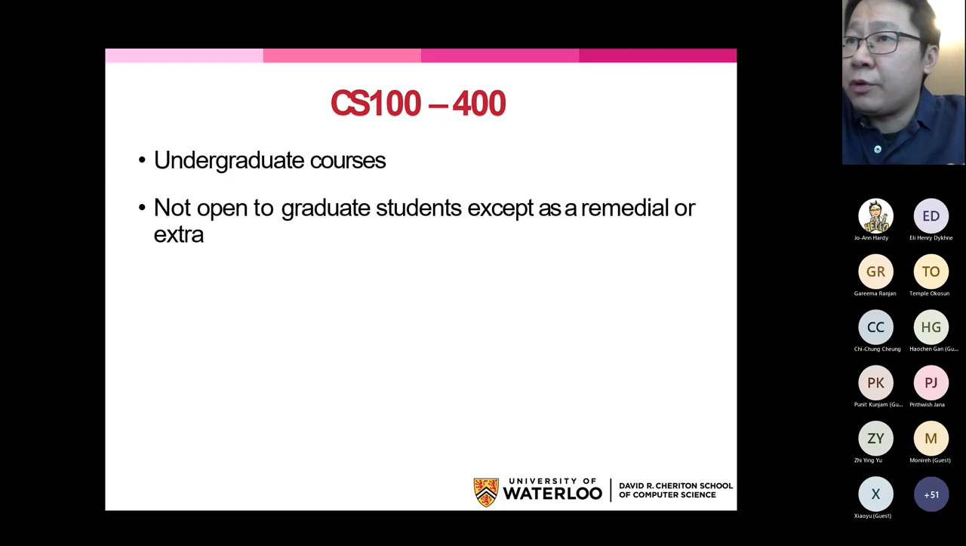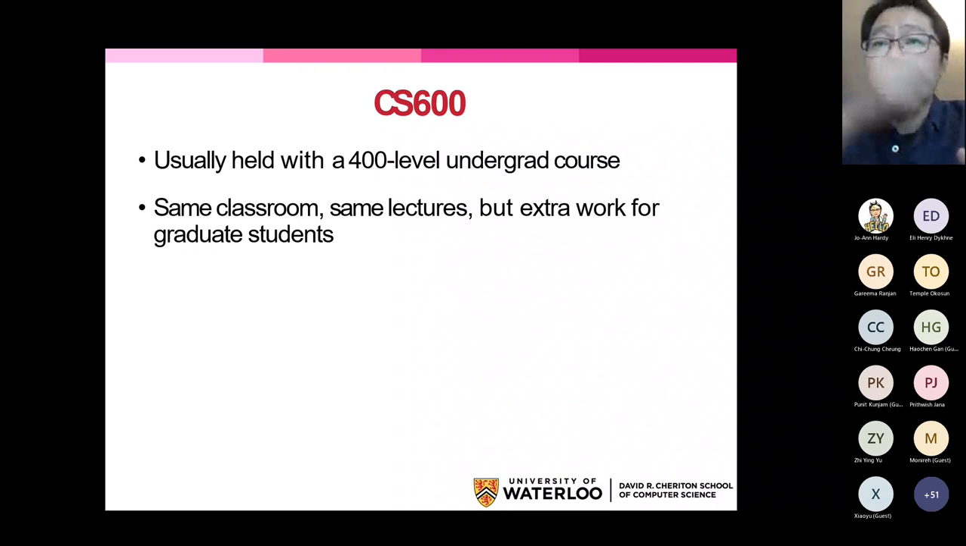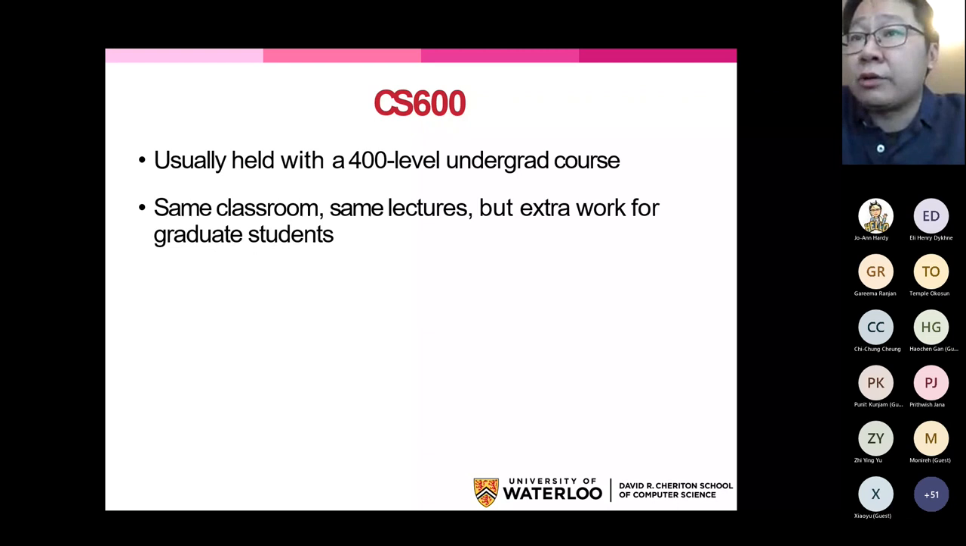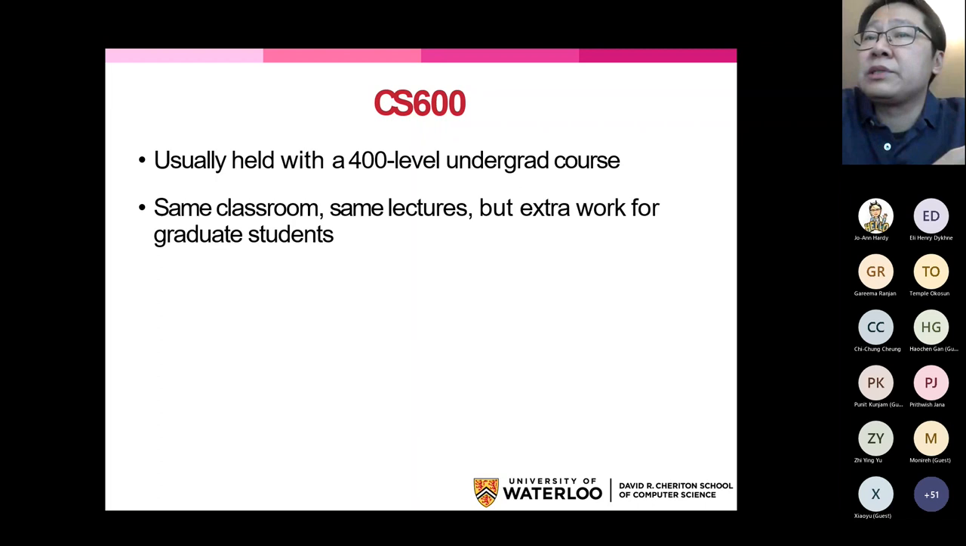The next set of courses are the CS600 level courses. These are graduate courses that are usually held together with 400 level undergraduate courses. The 400 level courses are our senior undergraduate level courses, and the 600 level courses are essentially the same as those 400 level courses. Same classrooms, same lectures, but there's usually some extra work involved for the graduate students. Often this extra work may be extra reading given by the instructor. There may be some extra research-related projects that you have to complete for the instructor. So it depends on the course.